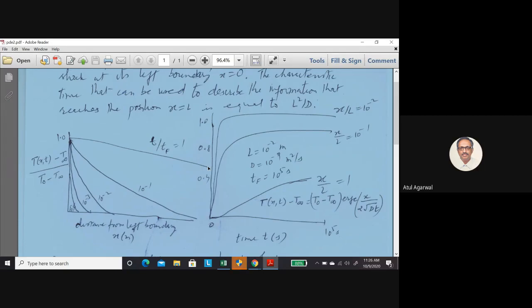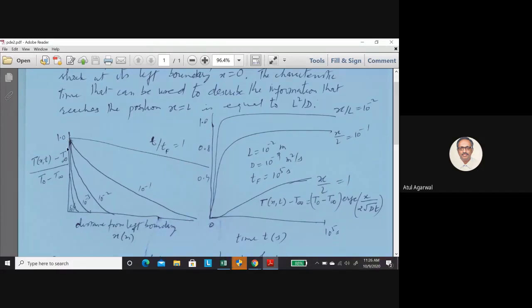But the only thing is, every position in the bar immediately comes to know that a temperature shock is given at the left boundary. Though it takes time for the temperature to diffuse to the far end, immediately its effect is known throughout. That is why we say information travels at an infinite speed for a parabolic differential equation. But it takes time to diffuse.